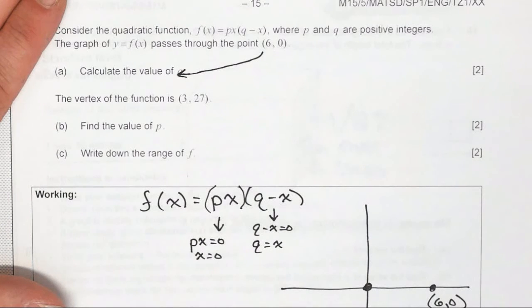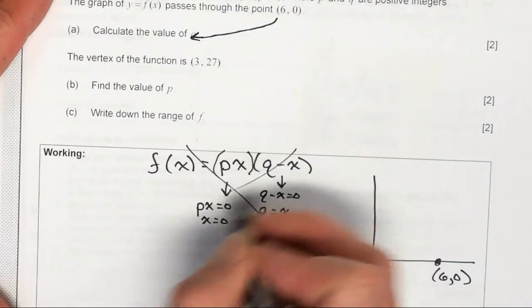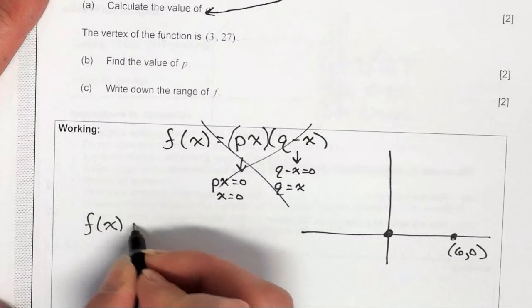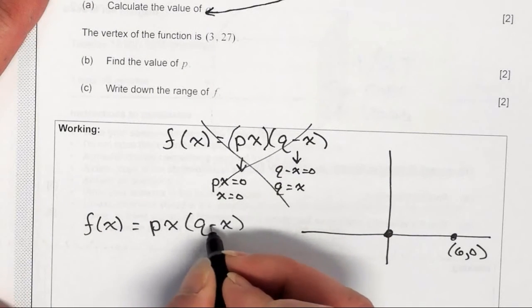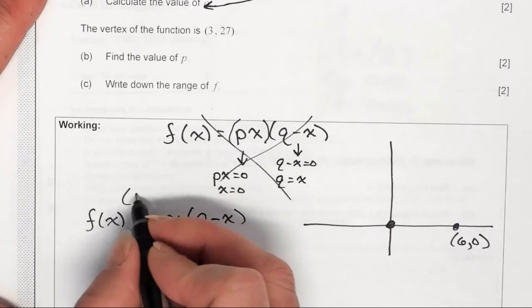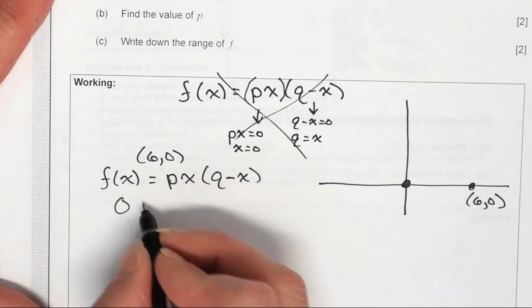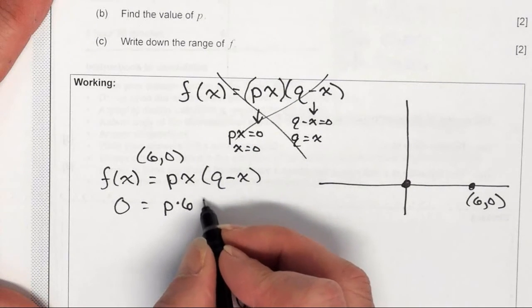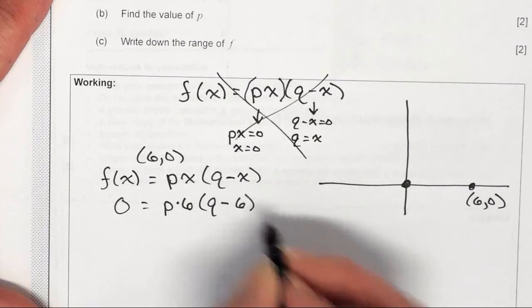Okay. Now, the other way you could have done it, let's say you didn't notice that. Let me do the other way to do this. We're given a point, (6, 0). Can I plug it in? Okay. 0 equals p times 6, and then q minus 6.